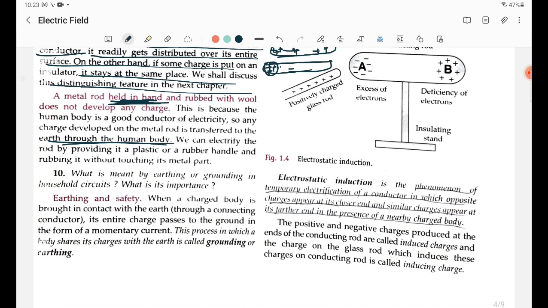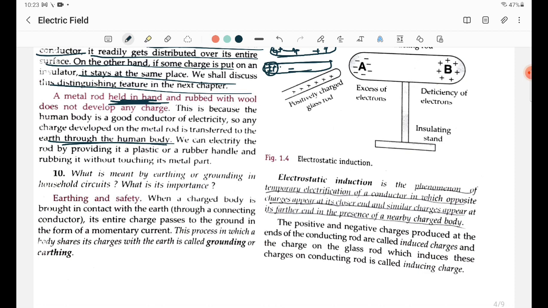So that's why you need a metal rod with a wooden handle, right? Because the wood will act as an insulator. So the charges will remain in the metal rod. Because of the insulator, it will not get transferred to the handle, and thus it will not get transferred to our body also.